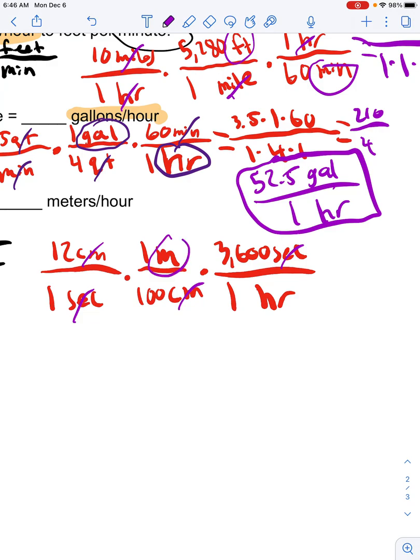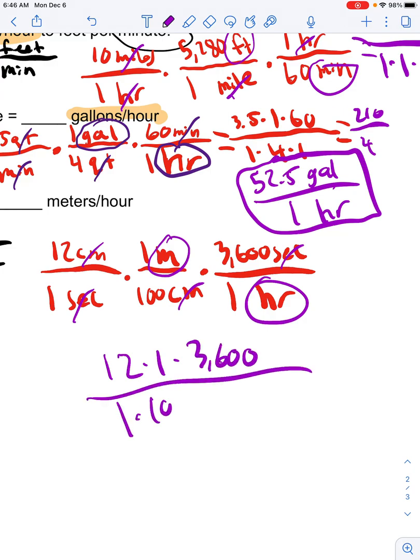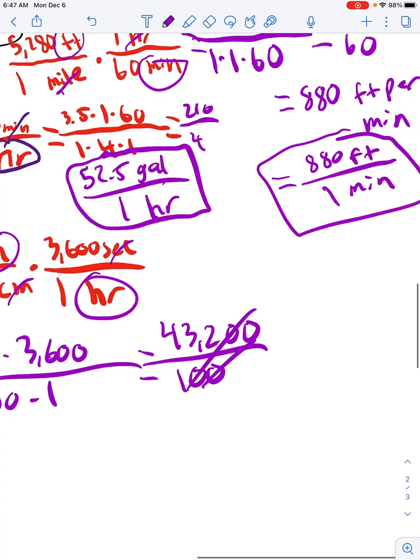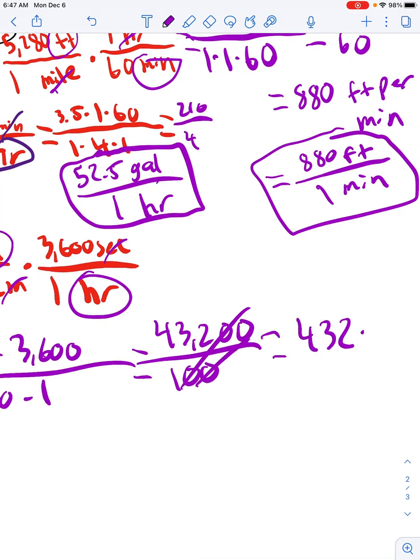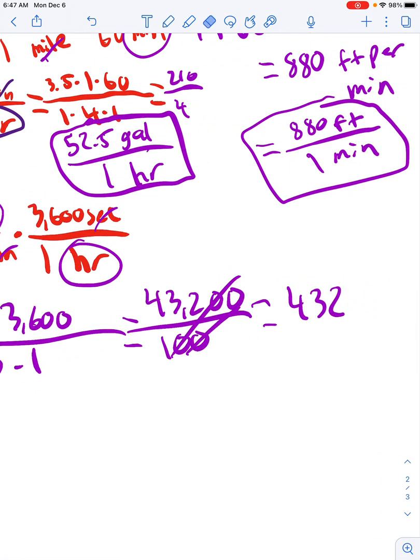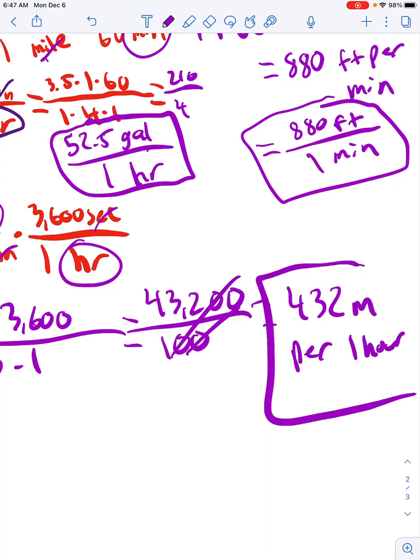Centimeters cancels out. Seconds cancels out. Meters per hour. 12 times 1 times 3,600, over 1 times 100 times 1. 12 times 3,600 is 43,200. 1 times 100, 100. Cancel out some zeros. You're left with 432 meters per hour, not seconds. Per 1 hour.